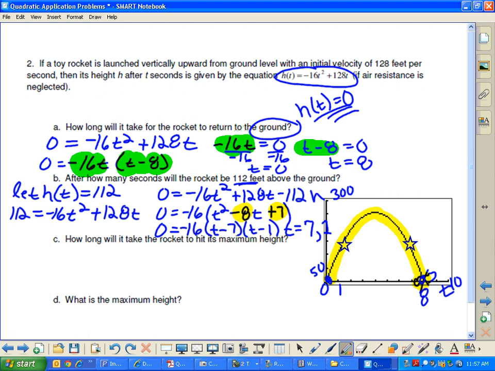For part C, we're going to use our eyeballs. Parabolas are always symmetric. There's always a line of symmetry that runs right down the middle. It says, how long will the rocket take to reach its maximum height? So, right there, right? The maximum height of our graph. I have to find the time that corresponds to that. Ooh, we'll finish this one tomorrow, perhaps.